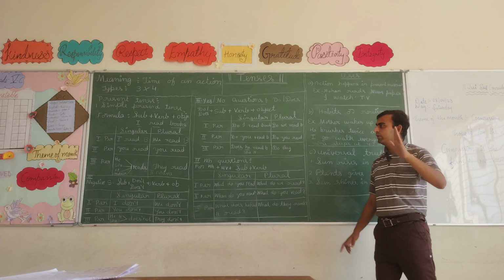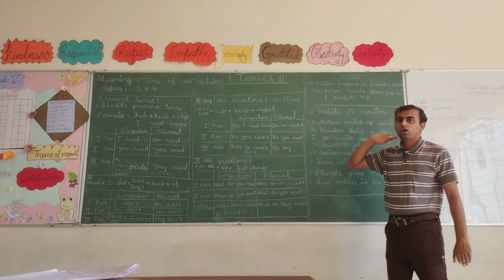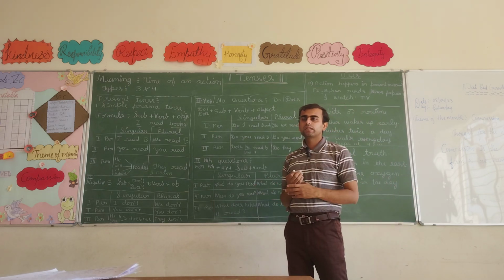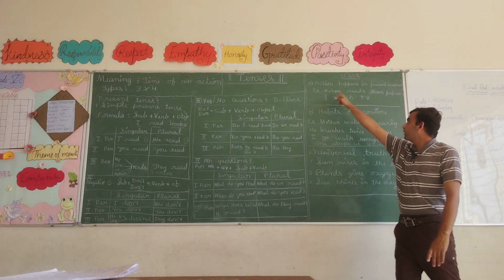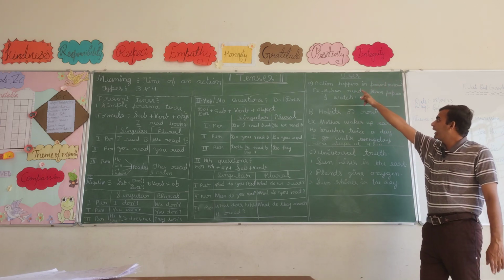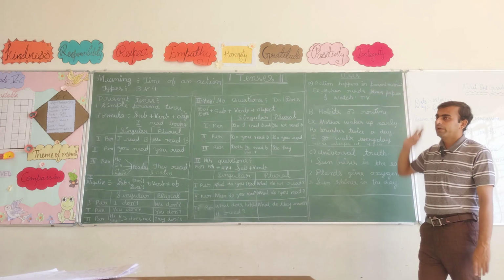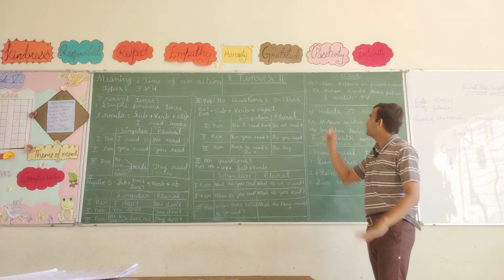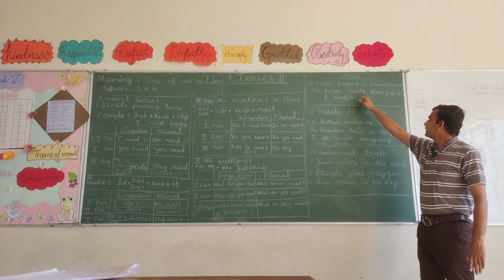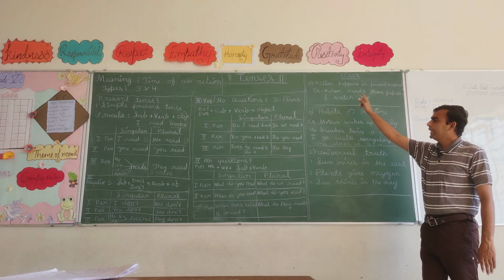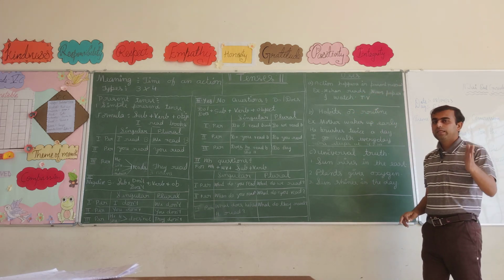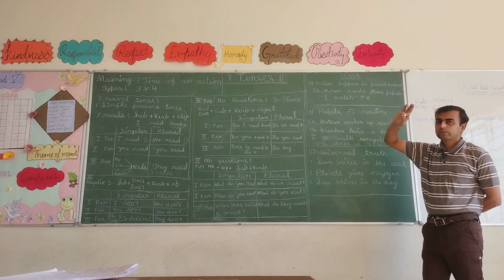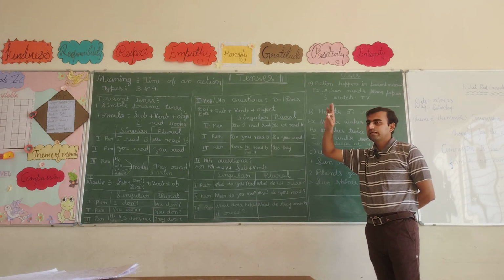Now next I am going to tell the uses of the simple present tense, in which cases we use it. First of all, actions that happen in the present moment. Example: Mohan reads the newspaper, I watch TV, he goes to the market. For these cases we always use the simple present tense.